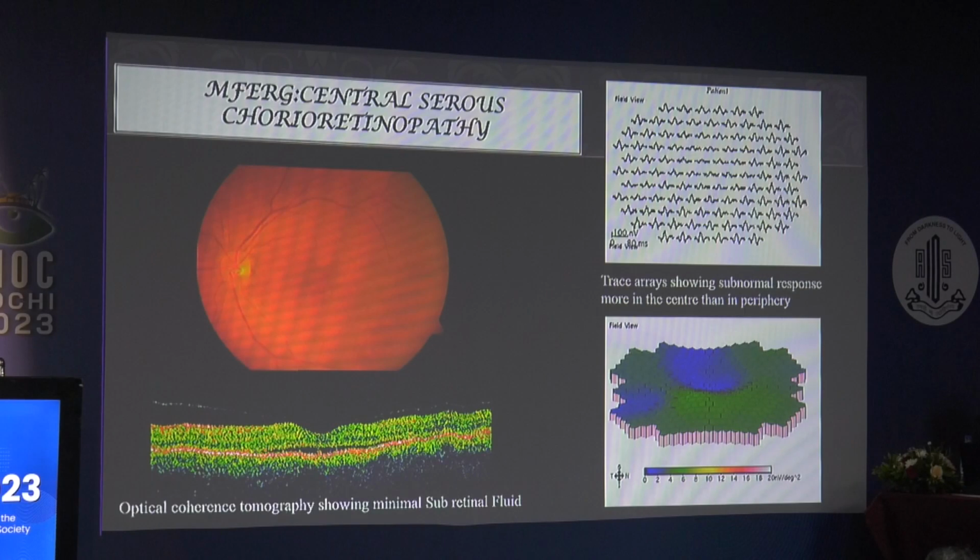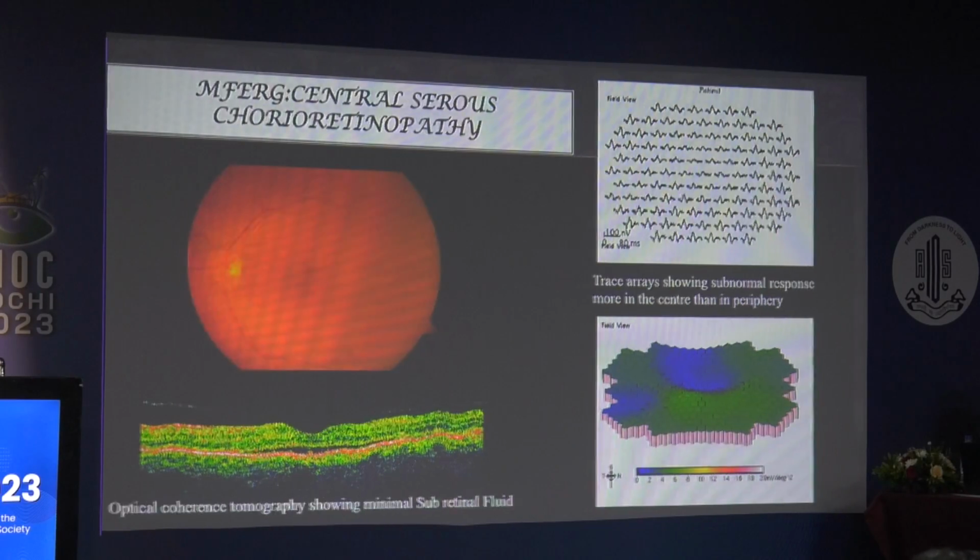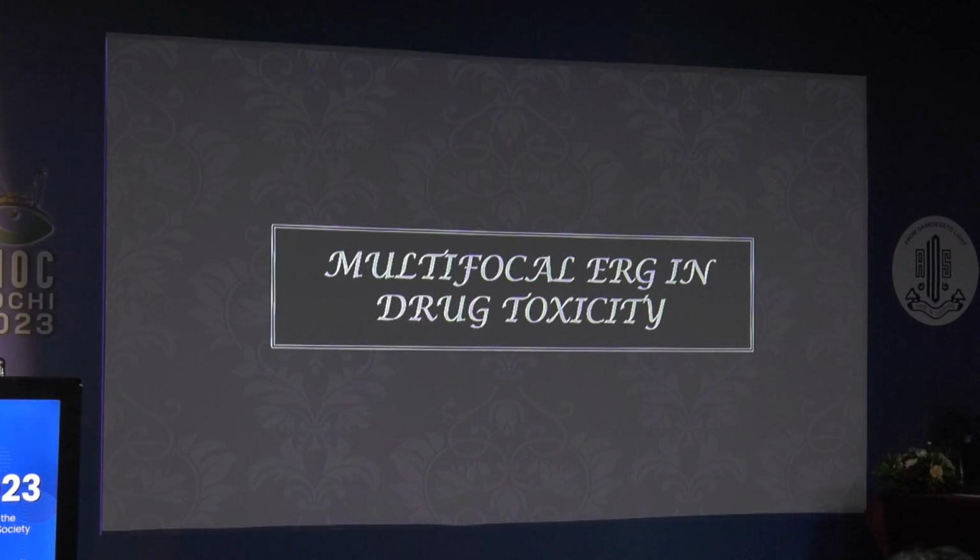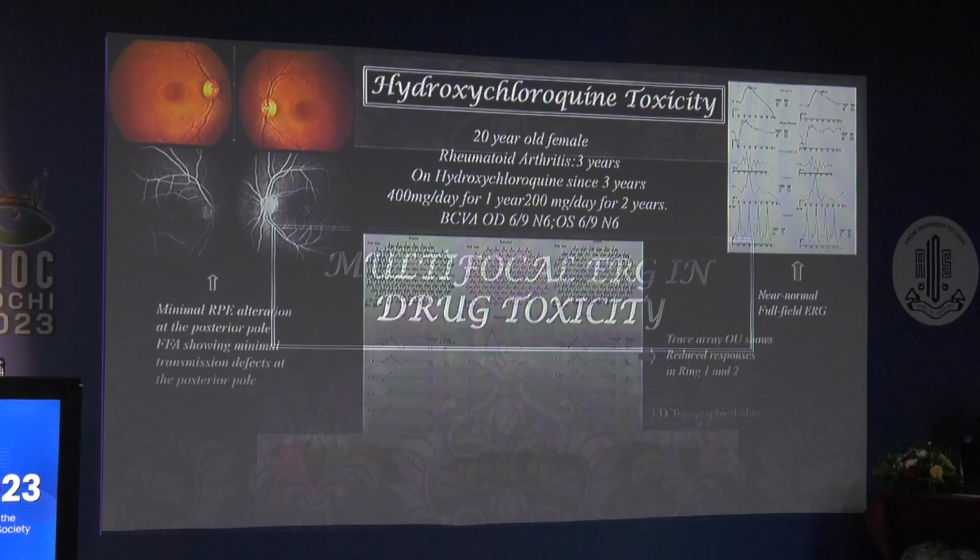For central serous chorioretinopathy, we know now, because full field ERG is showing a generalized dysfunction, that it is not a macular dystrophy, and now newer imaging techniques have also shown us the same.